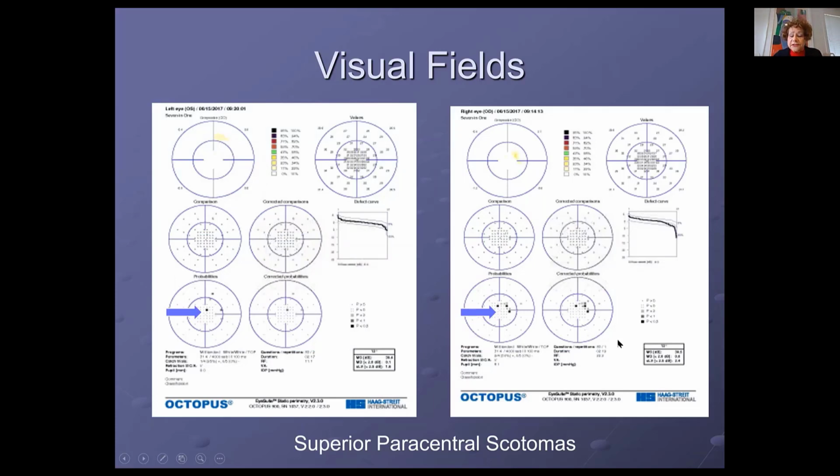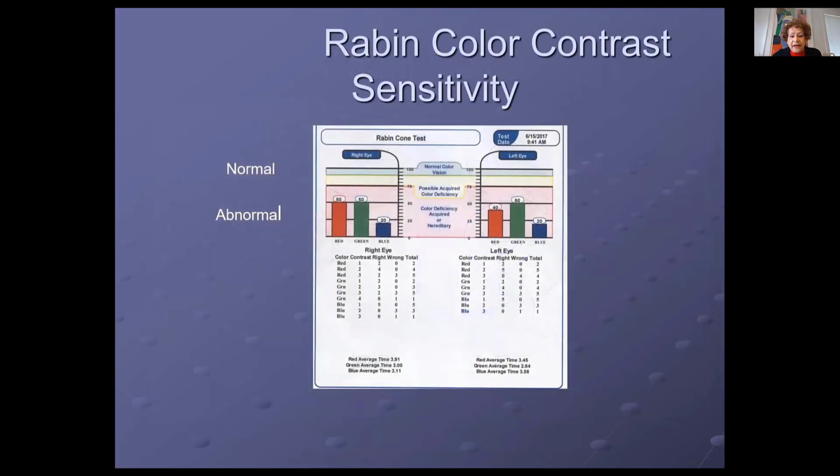So if he does have excavation and he has that extensive optic nerve RNFL thinning and ganglion cell thinning, you would expect that his visual field defects would be a lot worse. But he does have paracentral field loss. And why is that? Well, he was complaining about his color vision.